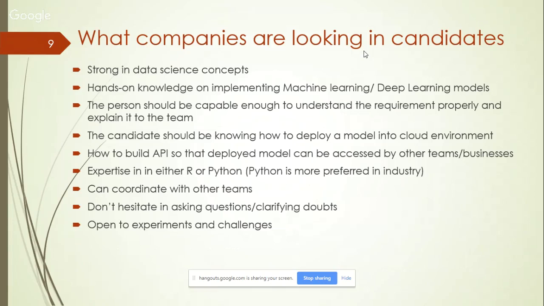So it is always good to clarify your doubts, and then be open to experiment and challenges. These are the main areas that you should look for while applying for any data science job. These things will definitely be looked at by recruiters, company owners, and startups, and you should focus on these steps when you are learning data science.